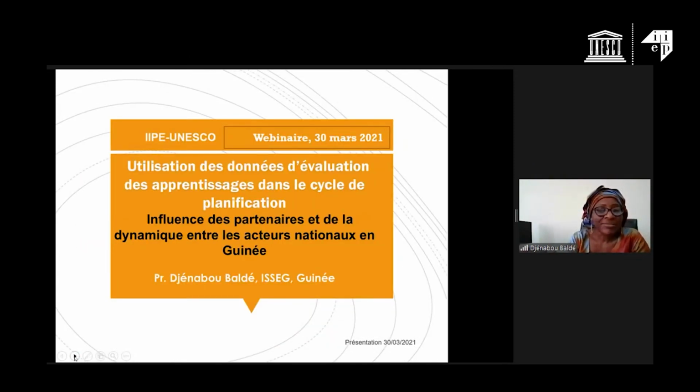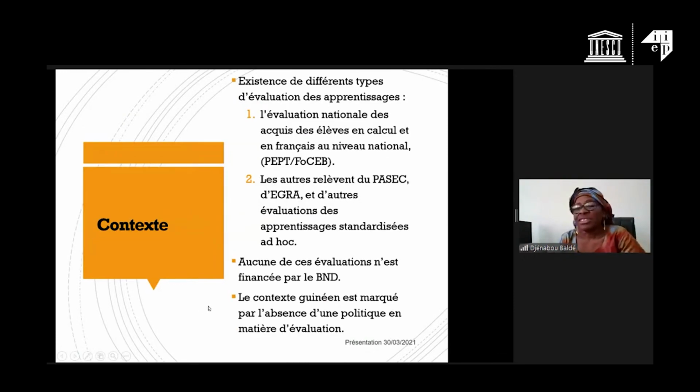Now, with regards to the background information, what we can see from the various assessments is that there are three different types. You've got the national one for mathematics and French. It's been there since 1998. You get the funding from Education for All, and then you've got the funding from the pooled fund for basic evaluation. Now, this is national evaluation, and this is done at the national level.